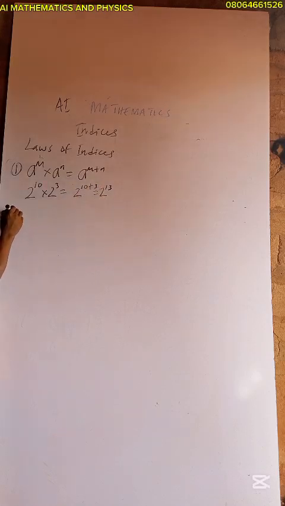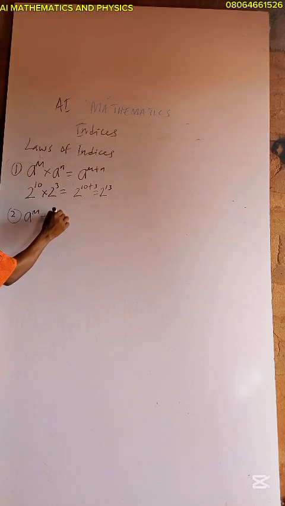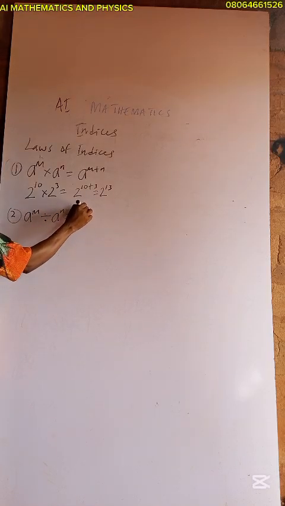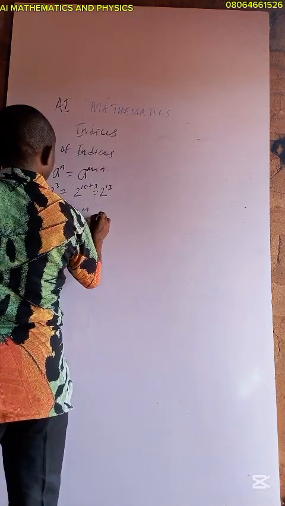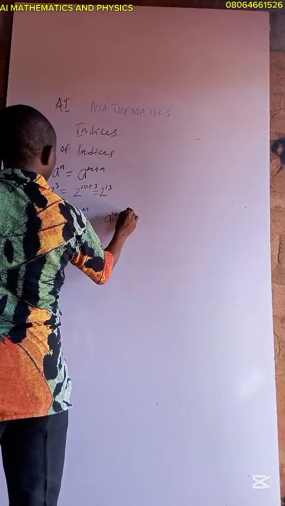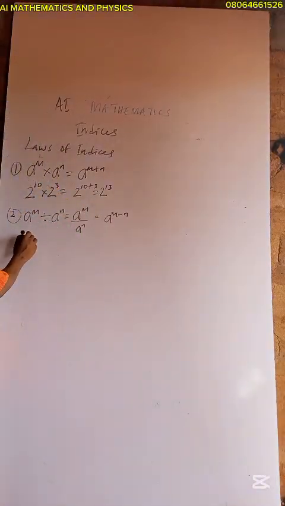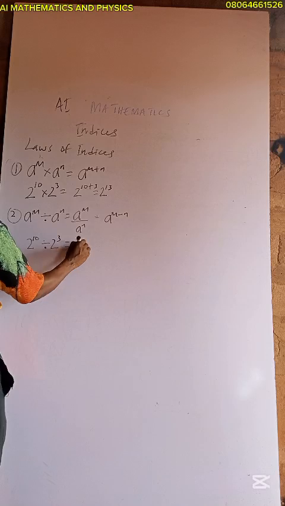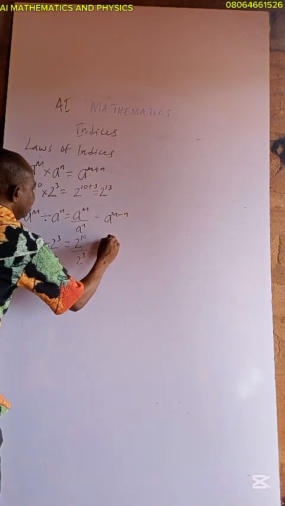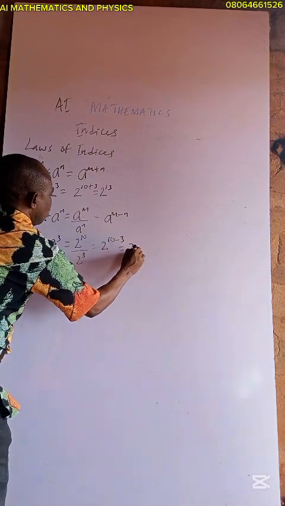Another one is a raised power m, division between them, a raised power n is the same as a raised power m over a raised power n, which is the same thing as a raised power m minus n. For instance, 2 raised power 10, division sign between them, 2 raised power 3, we have 2 raised power 10 over 2 raised power 3. That's 2 raised power 10 minus 3, which is equal to 2 raised power 7.